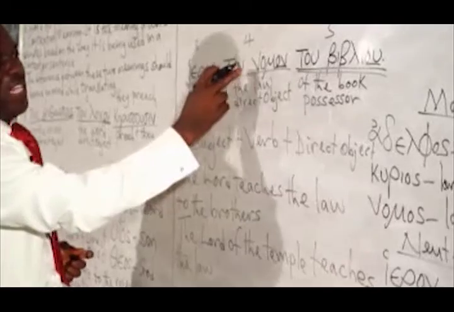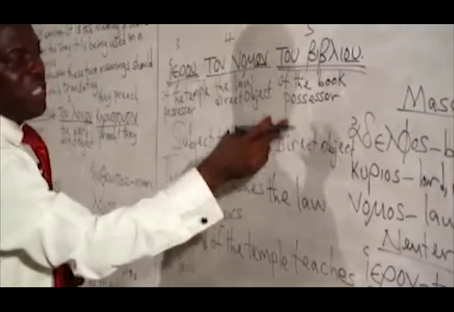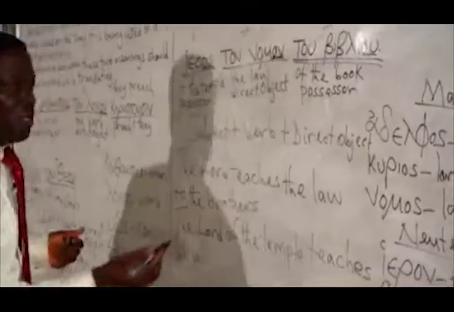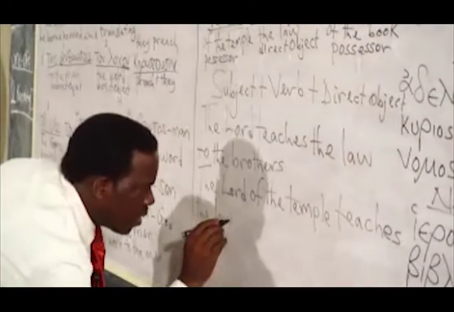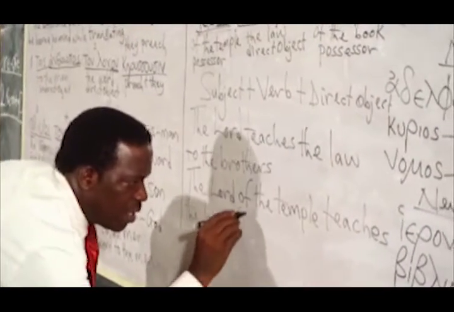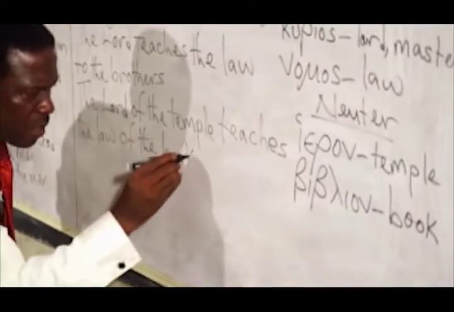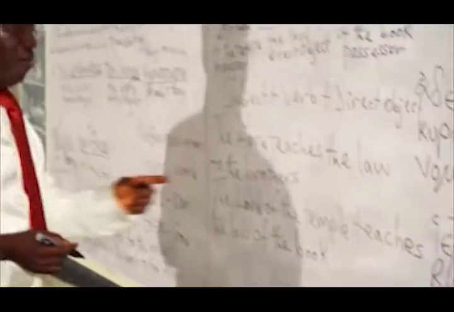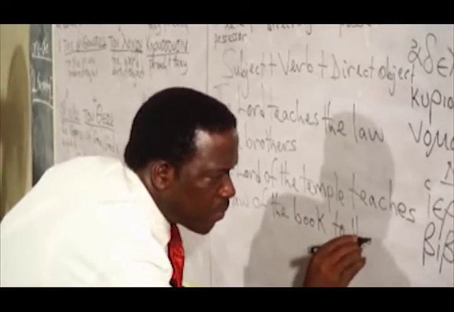The law of what? If you look at the law, after the law we have tou bibliou, which means of the book. So we can answer, okay, the law of the book. The law of the book. Then refers to the brothers.